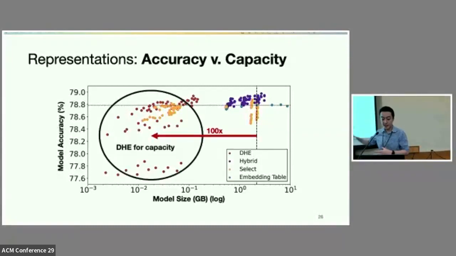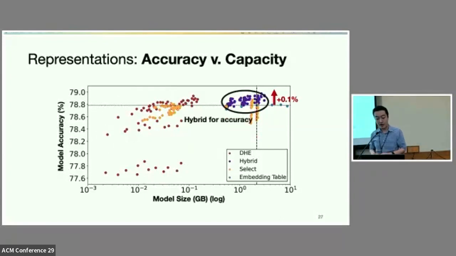So now we see we are unlocking a new design space here. We see that DHE configurations lead to aggregate model sizes that are 2 orders of magnitude smaller. This is because DHE only requires a small shared set of hash functions. On the contrary, hybrid configurations achieve accuracy improvements on the scale of 0.1%, which ironically is considered significant for a recommendation use case. But what are the costs of DHE and hybrid in terms of latency?